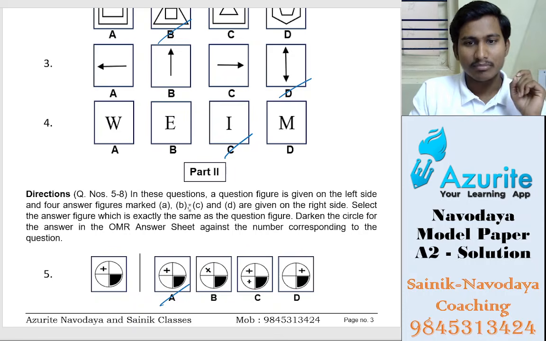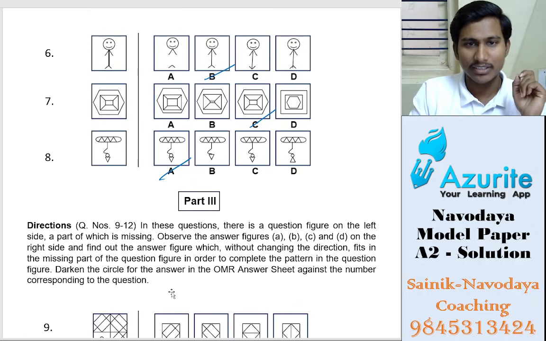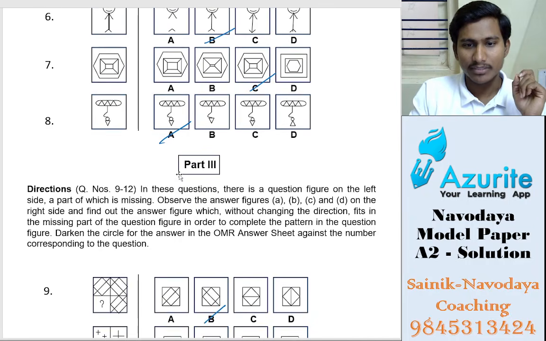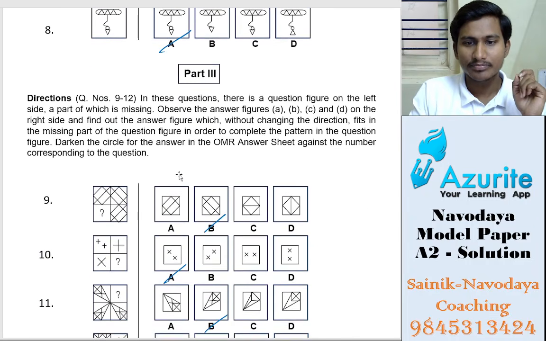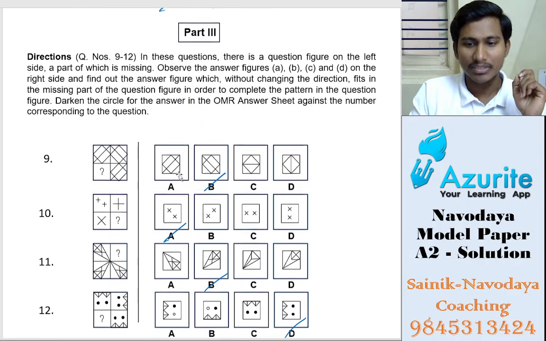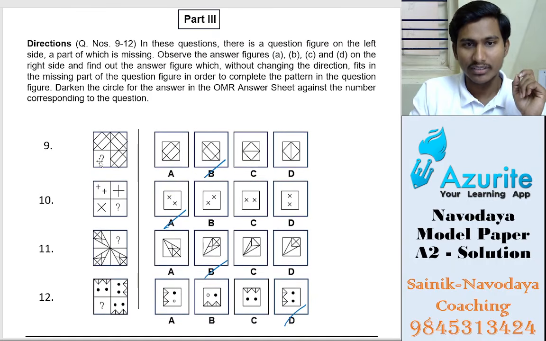Next, the second part, we have to see the same figure. So A is the same figure. Sixth is B, seventh is C, eighth is A. Now the third part, what is the third part? That is figure completion, right? So we have to complete the figure. Ninth is B, 10th is A, 11th is option B, 12th is option D.